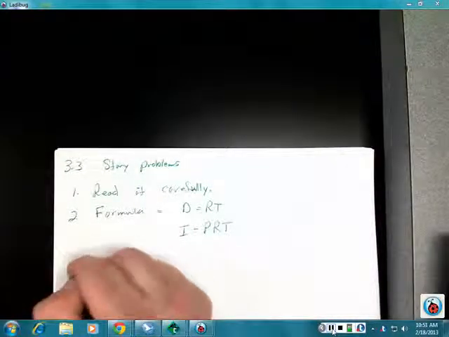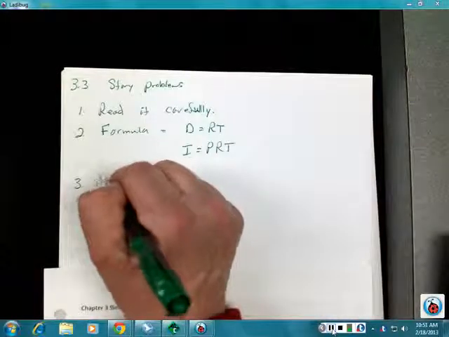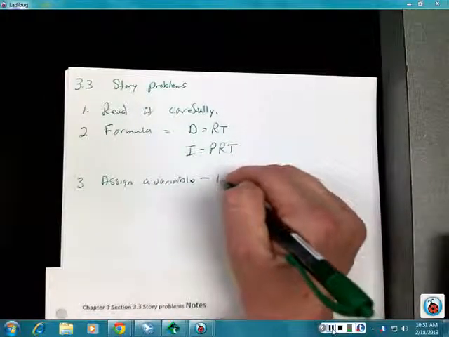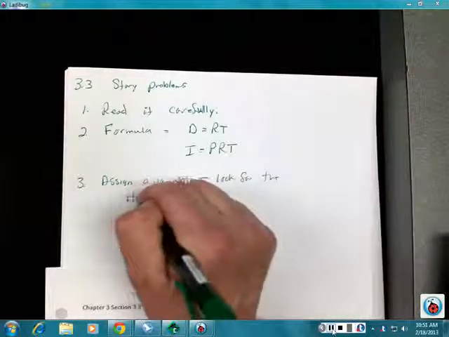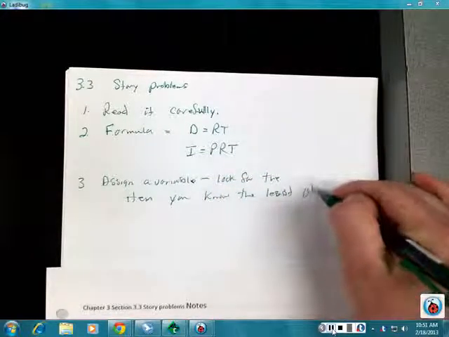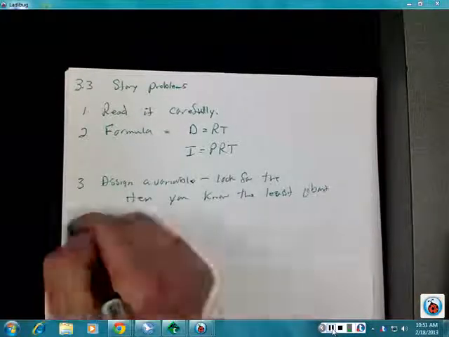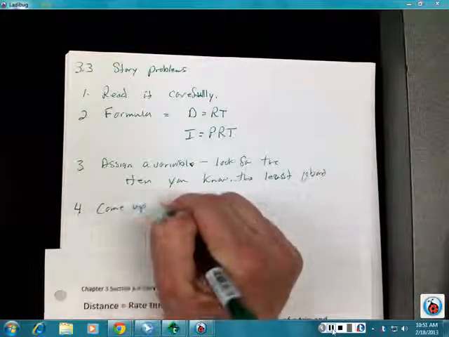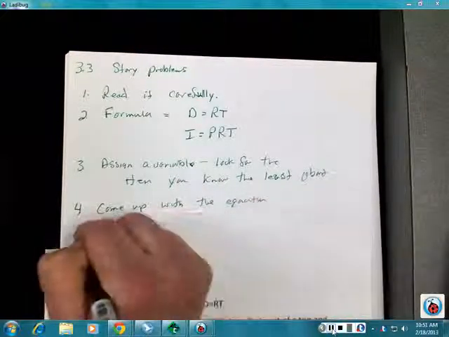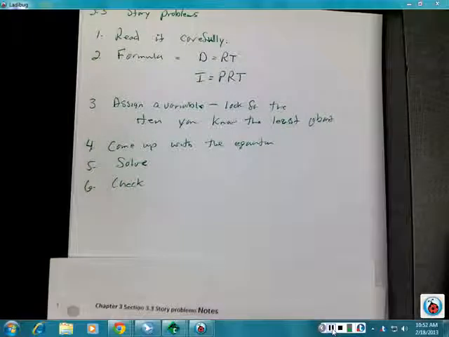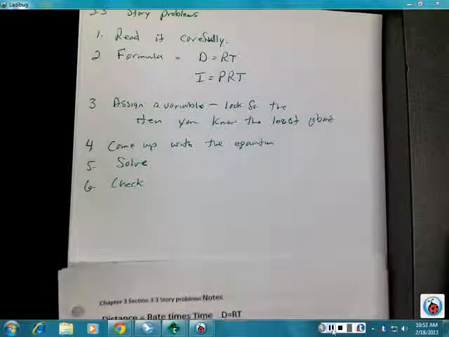So then you're going to assign variables. If you're going to assign a variable, you're going to look for the thing you know the least about. You're going to look for that thing you don't know anything about. Step 4 is come up with the equation. And step 5 is solve it. And finally, step 6 is check to see if what you came up with is a good idea and is a good answer for your problem. Okay, ready to start these?